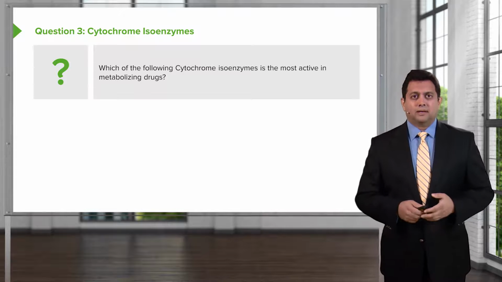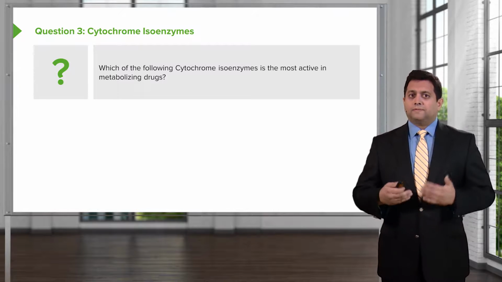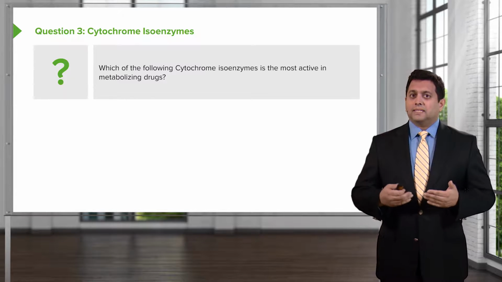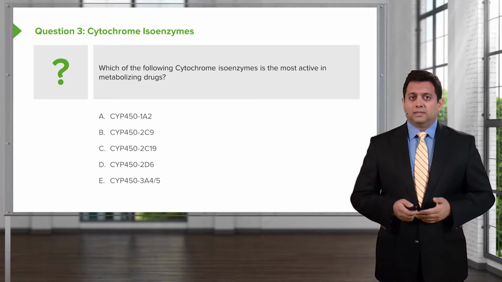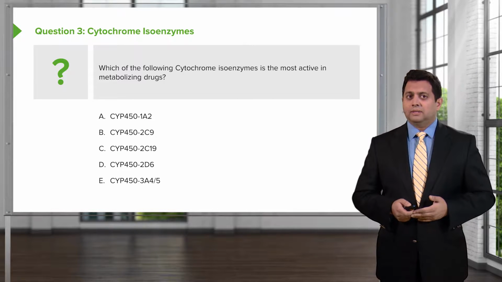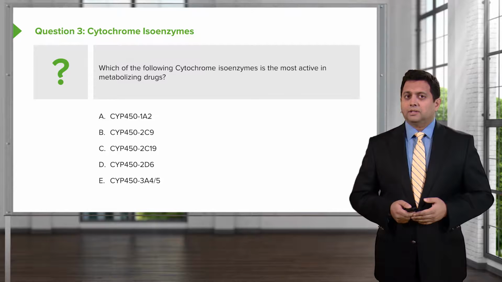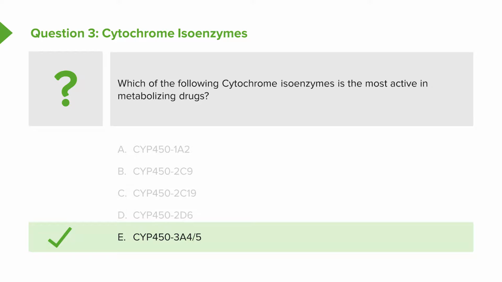Let's do a question on cytochrome isoenzymes. Which of the following cytochrome isoenzymes is the most active in metabolizing drugs? Is it 1A2? Is it 2C9, 2C19, 2D6, or 3A4 and 5? The answer is always 3A4 and 5. And when you're looking at an exam, 3A4 and 5 is going to be your answer. And when you're out in clinical practice, you're going to need to know if your drug is metabolized through 3A4 and 5, because almost certainly that patient's other drugs will be too.